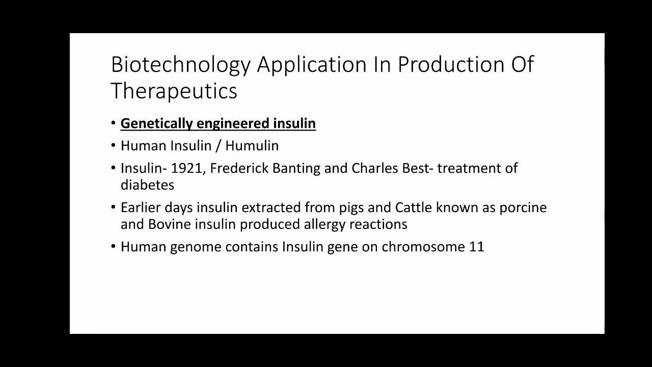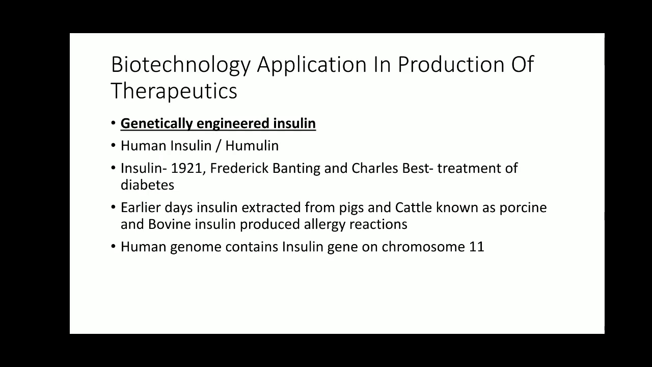The insulin extracted from the pig is known as porcine insulin, and the one extracted from cattle is known as bovine insulin. In the earlier days, to treat diabetes, porcine and bovine insulin were supplied to the patients. But there was a drawback. Though the insulin was similar to human insulin, there was a slight modification in the amino acids.